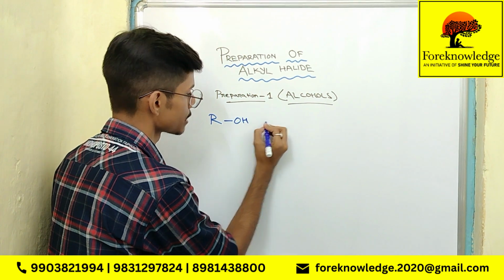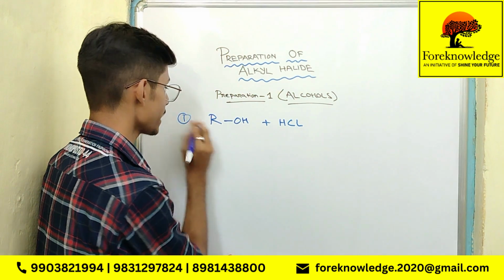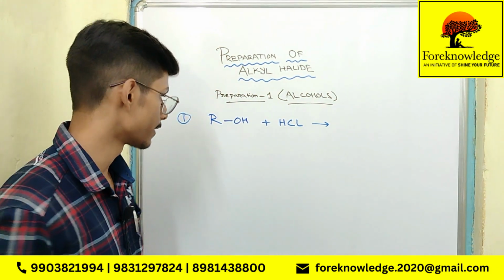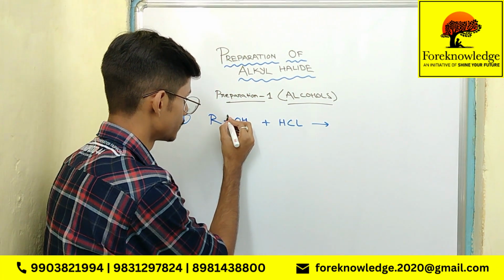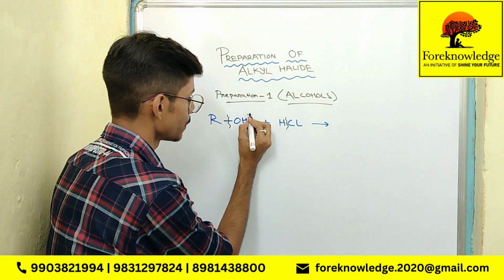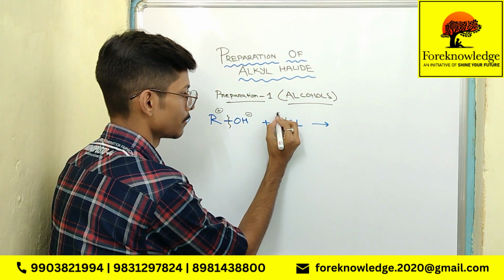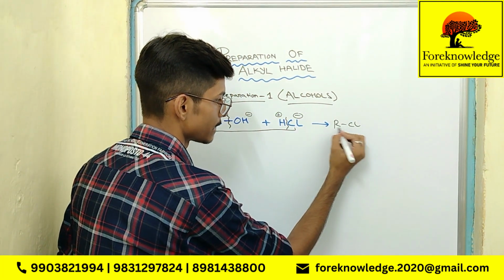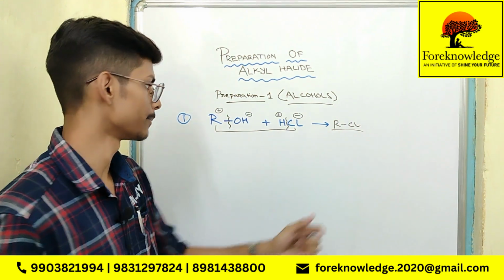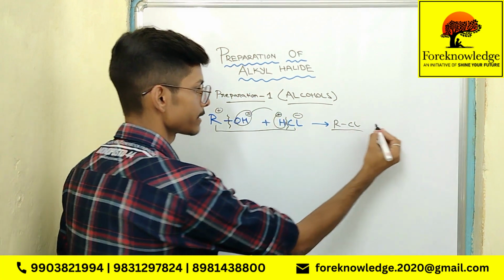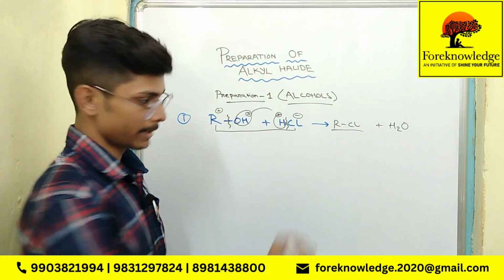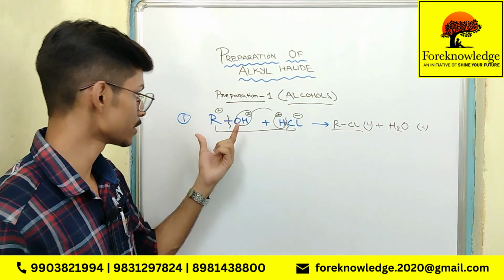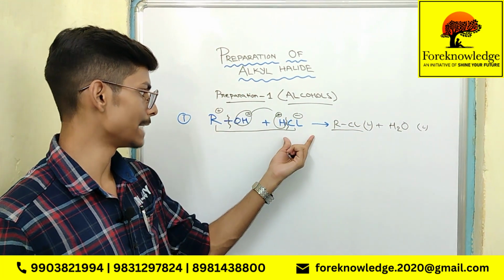R OH plus HCl. First we will react alcohol with HCl. So on reacting ROH with HCl, what we will get? There will be a molecular breakdown. This plus and this minus will react and give you RCl, that is an alkyl halide. And this OH and this H will react and will give you water. And this one you will get in liquid form and this one also in liquid form. So basically this is the first reaction in which you will get alkyl halide on reacting HCl with an alcohol.